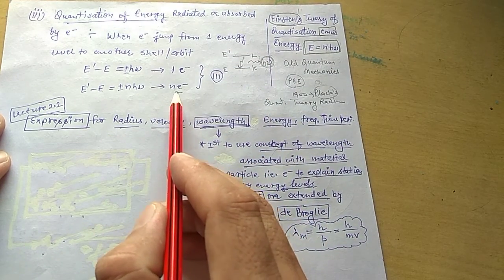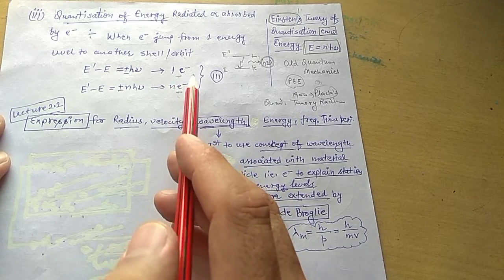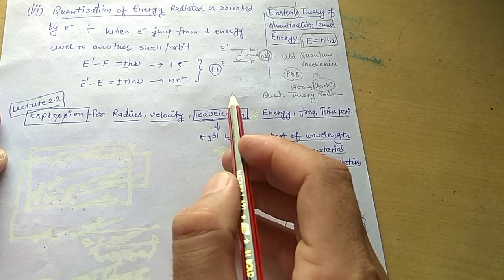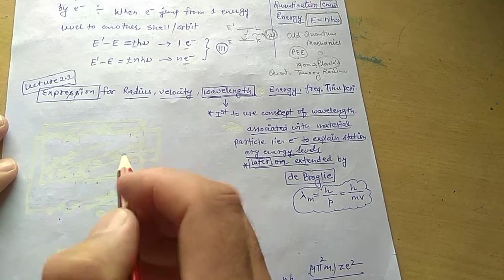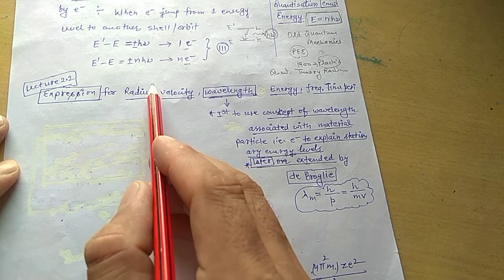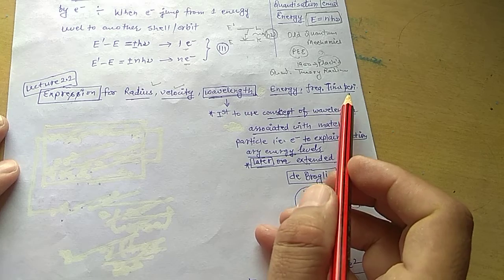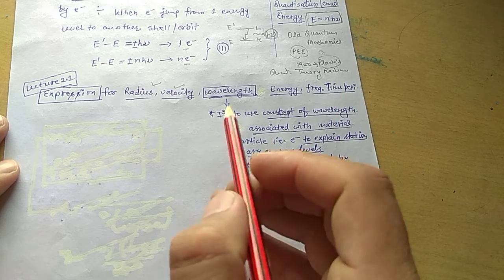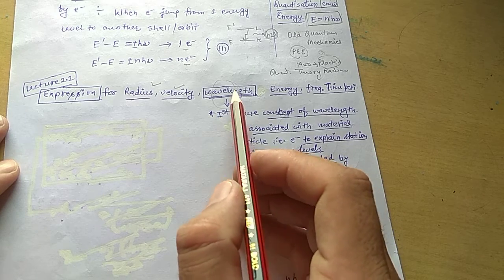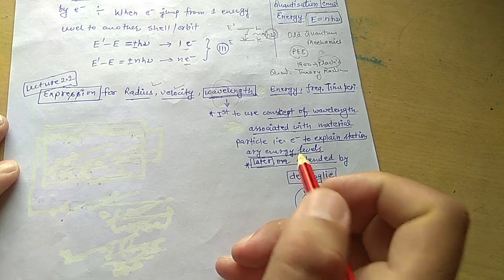So this is for n electrons and this is for one electron. So this is the first lecture. B1 ends here. Now we will see some important relations for radius, velocity, frequency, time period. The wavelength parameter we will discuss in a separate video.